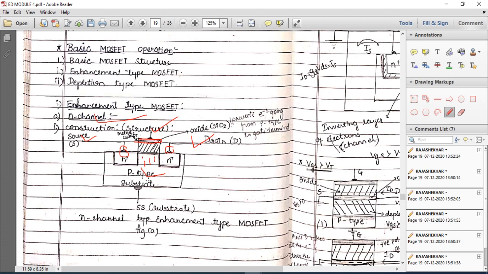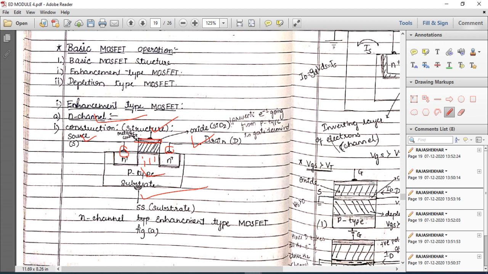So this is about the construction of the N-channel enhancement type MOSFET. So why do I call it N-channel? Because once I have given the external voltage between the drain and source, or between drain and substrate. The substrate is the fourth terminal which is used.